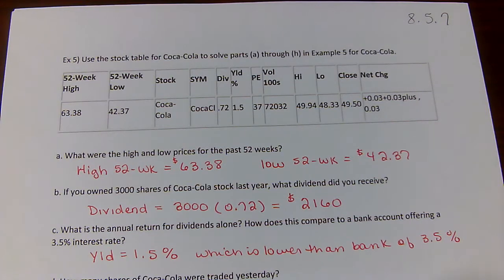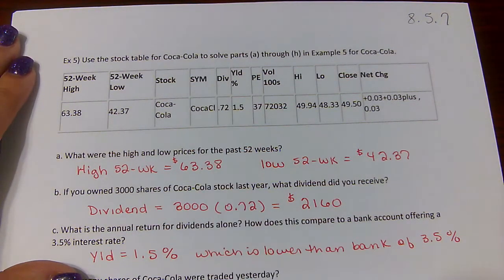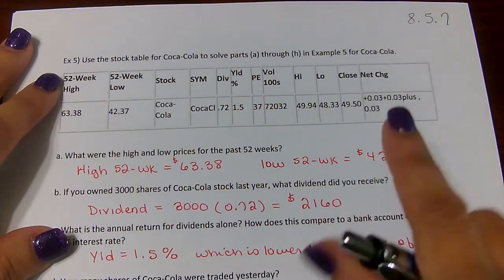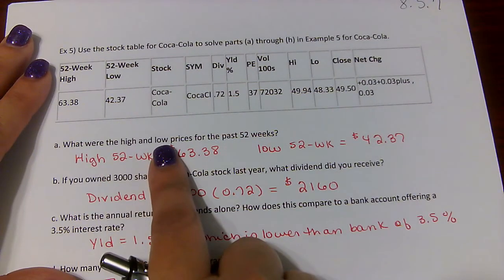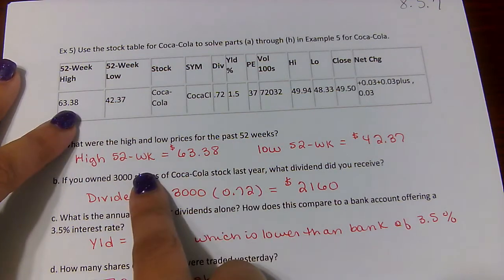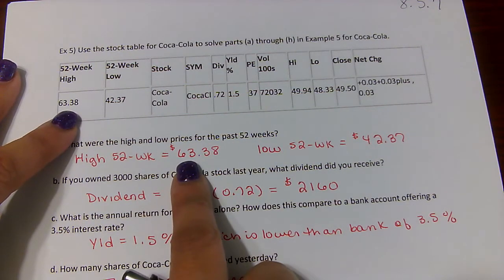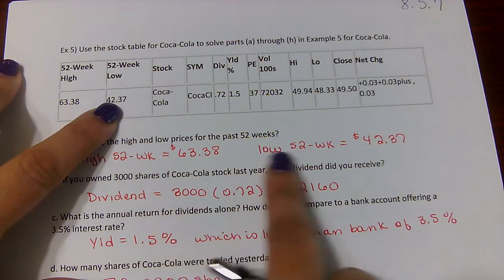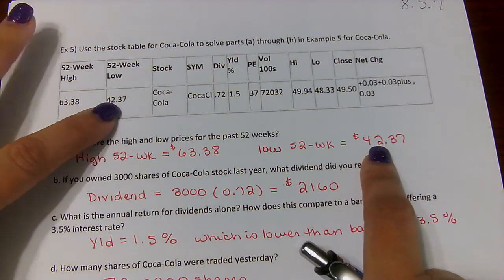Let's look at this example. This is the table for the Coca-Cola stock. Where were the high and low for the past 52 weeks? Well, for 52 weeks, the high was $63.38. The low was $42.37.